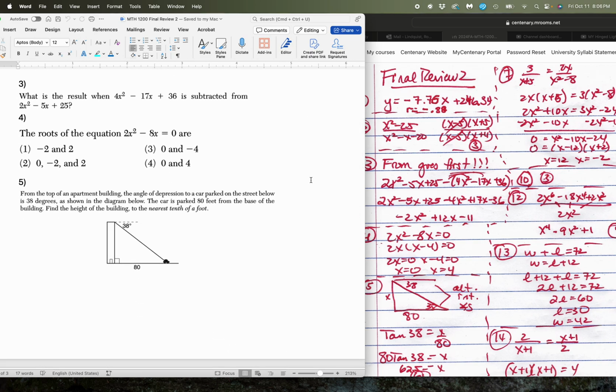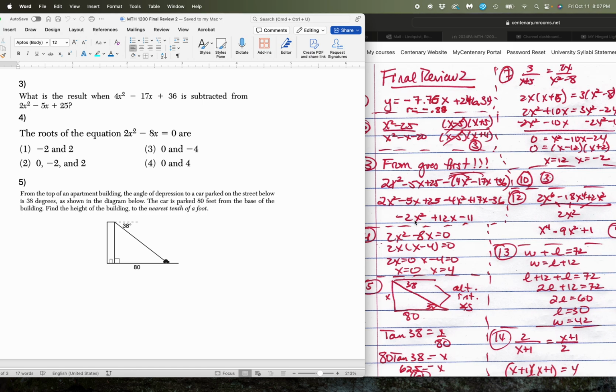What is the result when 4x squared minus 17x plus 36 is subtracted from the other expression? "From" goes first. That's the key to this. So we put the "from" first, 2x squared minus 5x plus 25, minus, make sure you put the entire first trinomial in parentheses, 4x squared minus 17x plus 36. Then you distribute that negative sign. That's what I'm showing here on the answers.